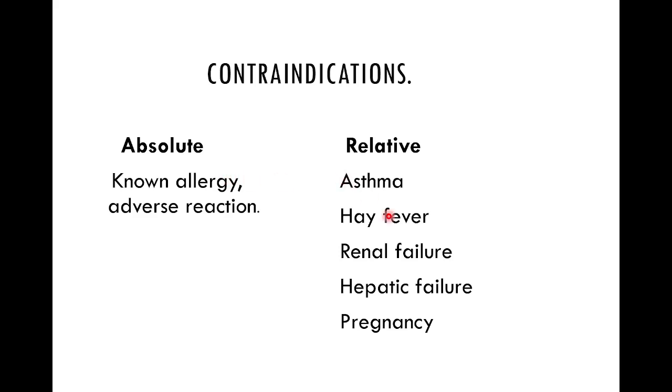Relative contraindications include history of asthma, hay fever, renal failure, hepatic failure, and pregnancy. There are conditions like diabetic retinopathy where there is a need for fluorescein angiography, but at the same time a history of renal failure. So in these situations, it is better to get a written consent, and fitness for the procedure from the hepatologist or the nephrologist or general physician, whoever it may be. So better to get the fitness for the procedure. That is very important before conducting this procedure.